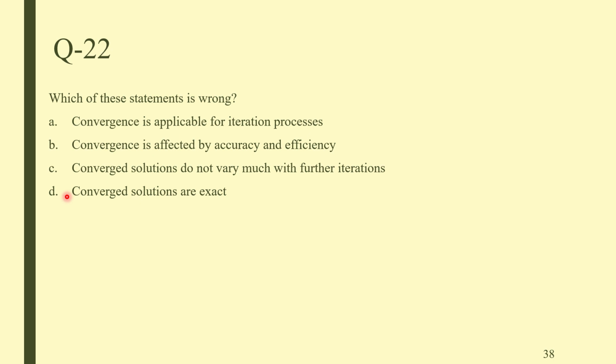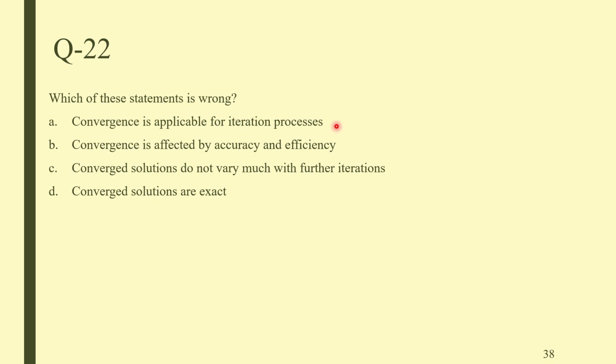So in the first one, convergence is applicable for iteration processes. That is true, because while iterating only, we will be noting whether the result between two consecutive time steps is same or different, how much difference is there. So the first one is true. Convergence is affected by accuracy and efficiency. Again, this is true because it is a numerical solution. Depending on the system accuracy, convergence can be attained faster or later, but it would be affected.